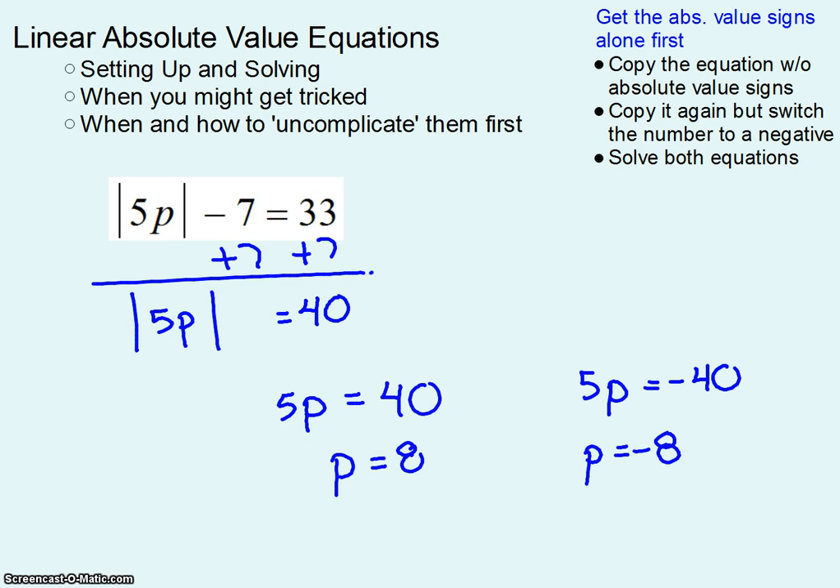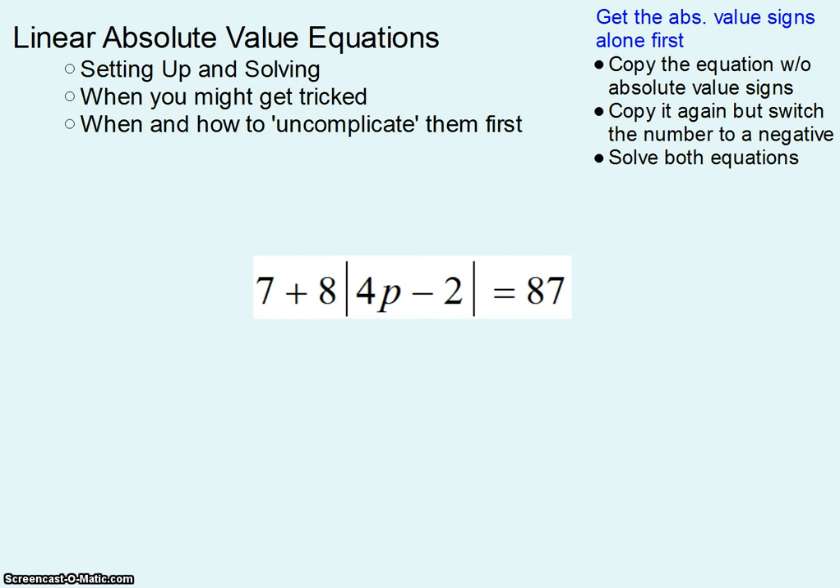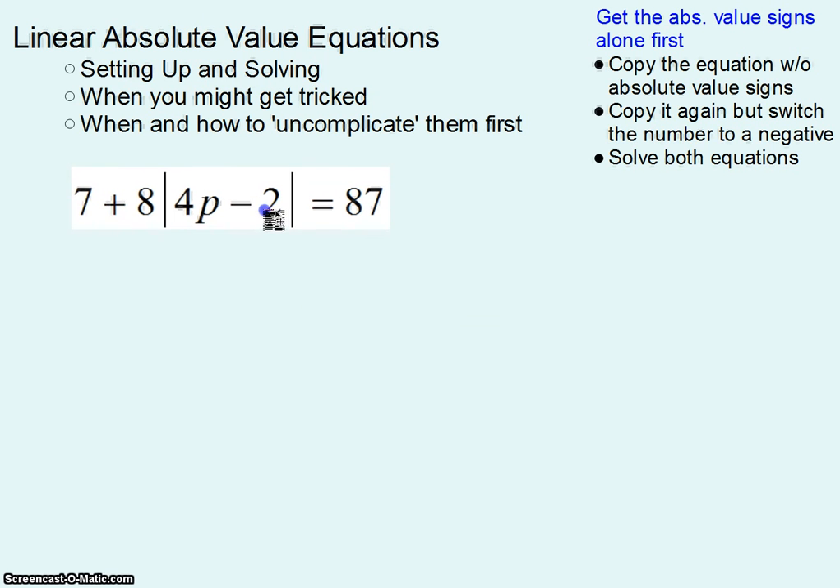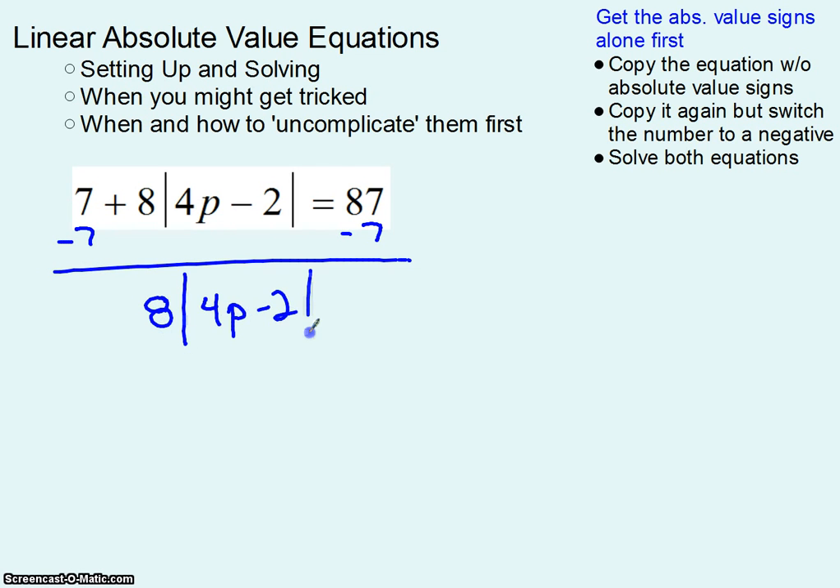Okay. Well, finally, let's put it all together here. This one has a couple things we need to uncomplicate. First, we need to get rid of this 7 that's out here, and we need to get rid of an 8. That 7 has been combined with everything else by an addition. So let's unadd it by subtracting. That'll get us 8 times the absolute value of 4p minus 2 equals 80.